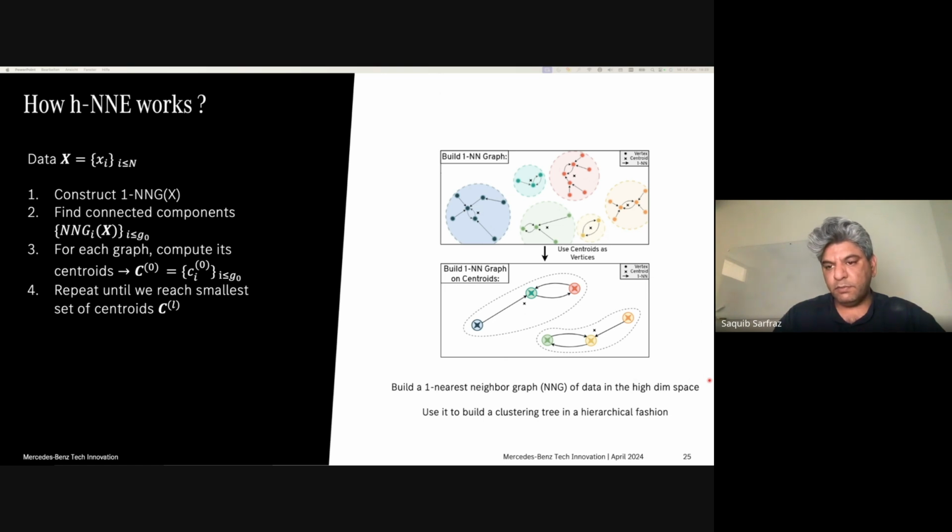We keep doing it until we reach the smallest set of centroids, typically containing at least 3 points. That's the top level of the clustering tree. This one nearest neighbor graph hierarchy is then the clustering tree, where each centroid is connected to each of the points of the nearest neighbor graph component which corresponds to it. I also explained earlier that in contrast to methods that build a k nearest neighbor graph, where k is typically more than one, one nearest neighbor graphs are quite small in size, which makes them well suited to construct a fine-grained hierarchy with several levels.